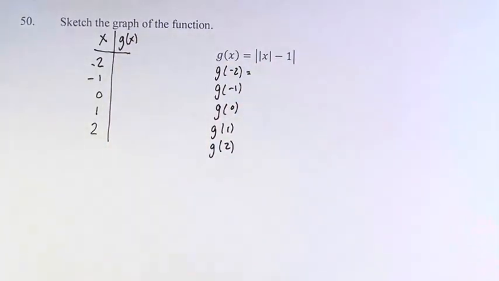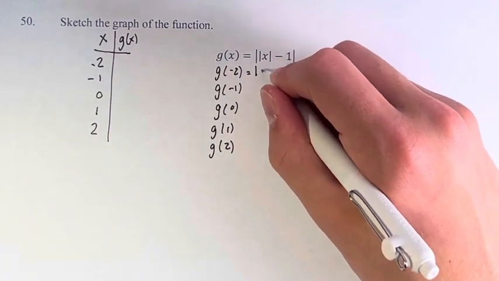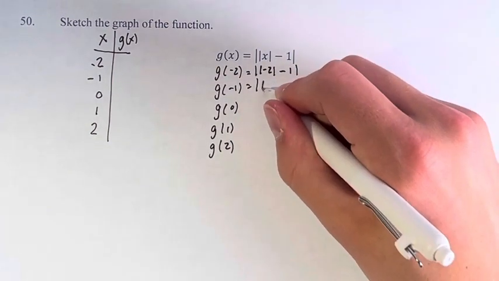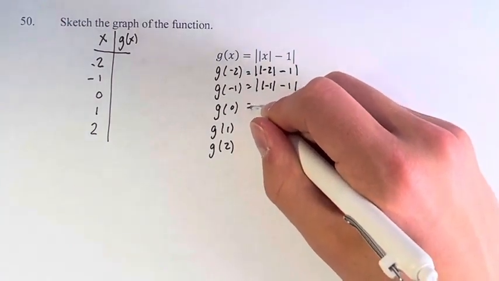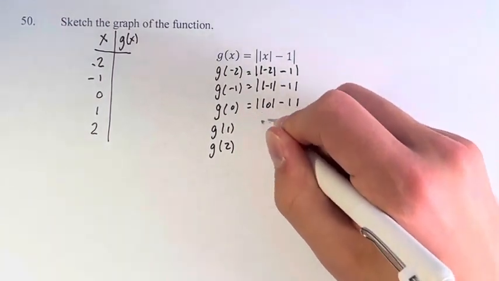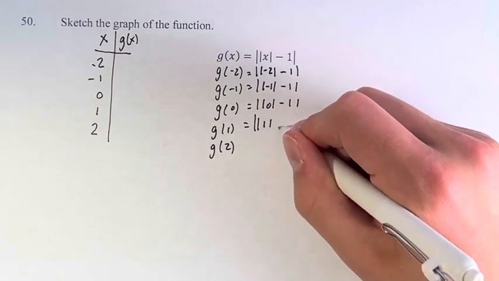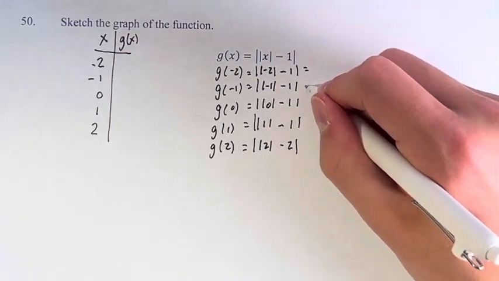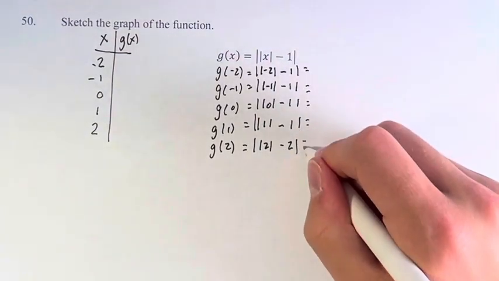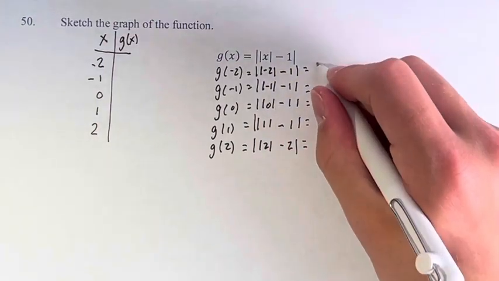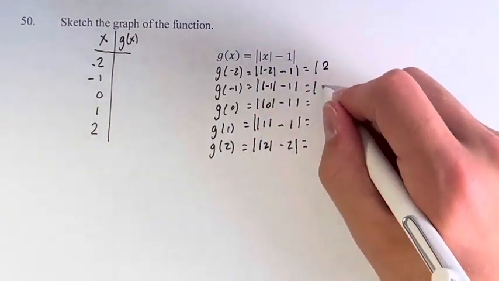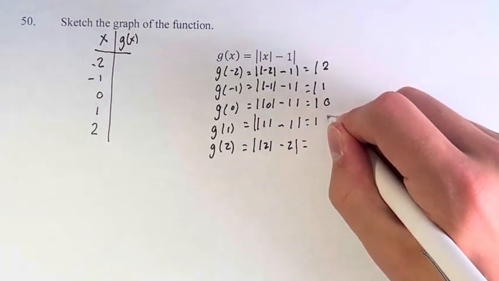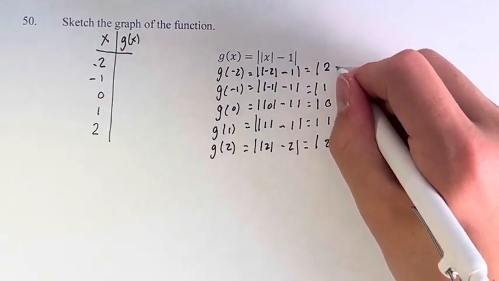And now we just have to plug in these values to find the function's value. So the absolute value of -2 minus 1, the absolute value of -1 minus 1, and so on, just plugging in whatever value it is instead of x. These are equal to the absolute value of -2 is 2, the absolute value of -1 is 1, and then the rest of these, their absolute value are themselves, right? So 0, 1, 2, and then just -1 for all of these.